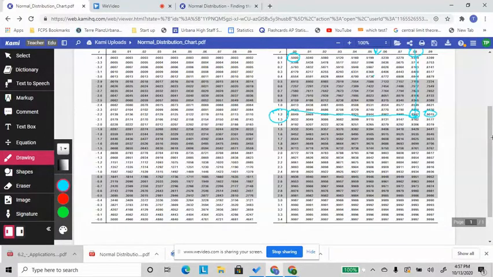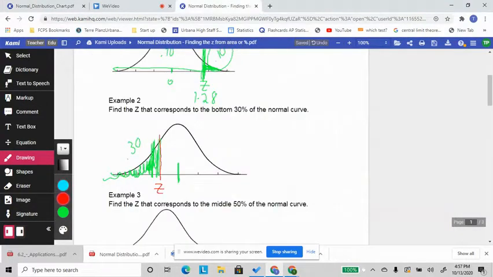There's a 15, a 281. So let's see what's closer. This is 15 away from 3000. And this is 19 away from 3000. So we're going to go with this one, negative 0.52. So that Z is negative 0.52.